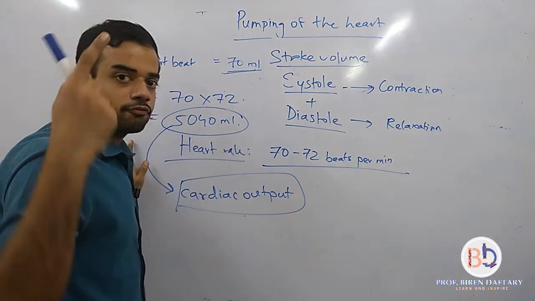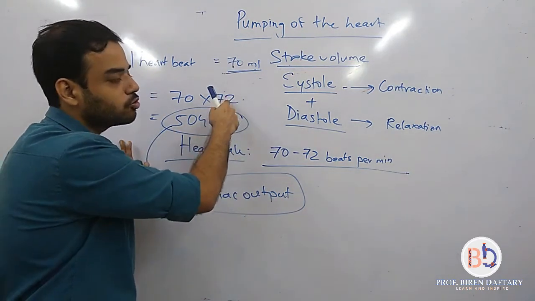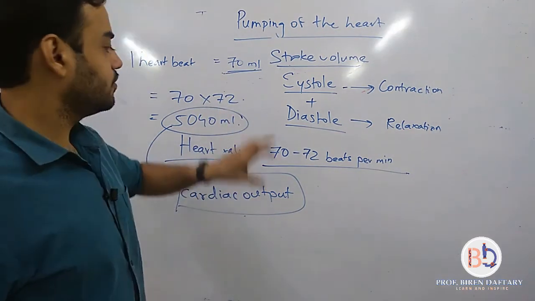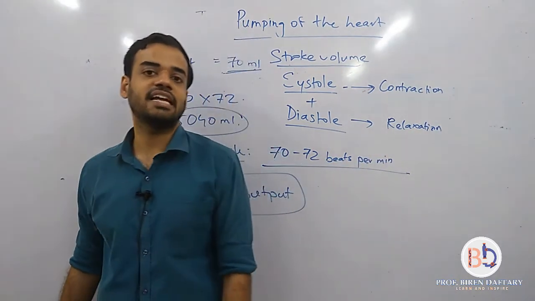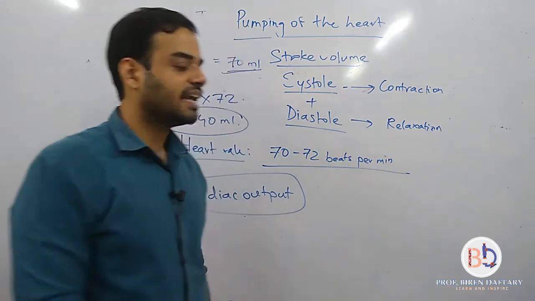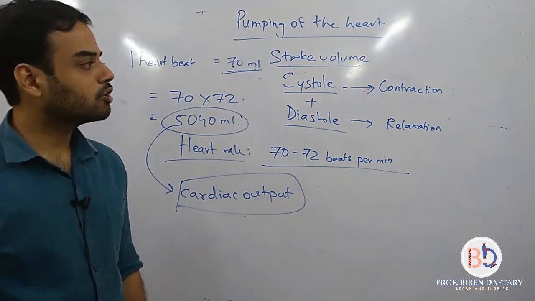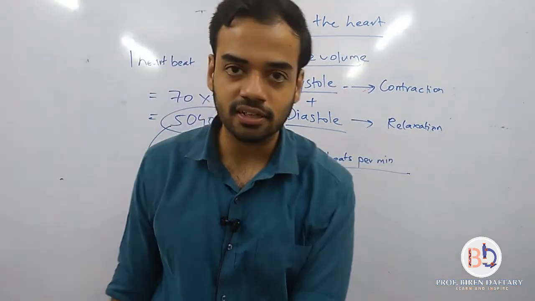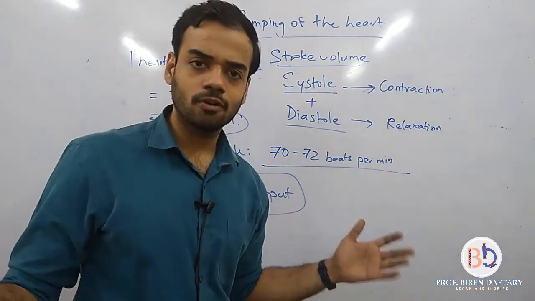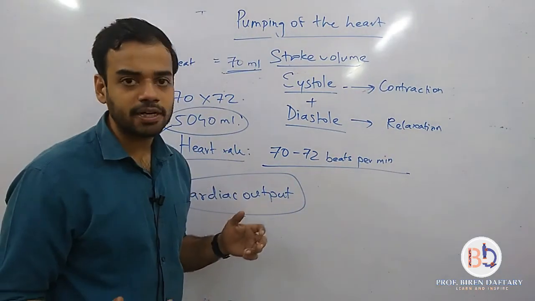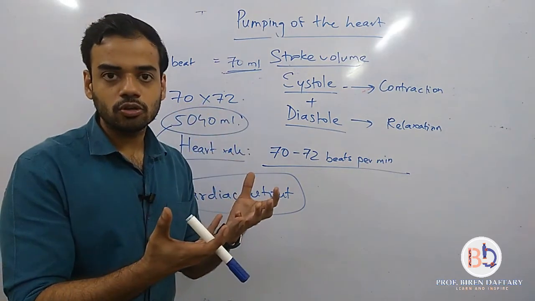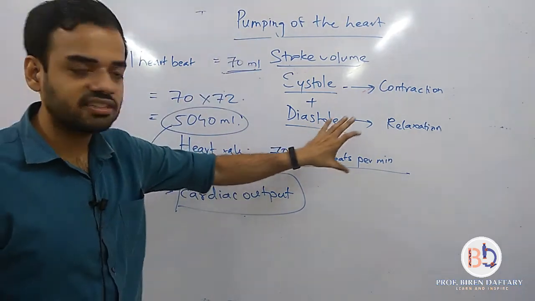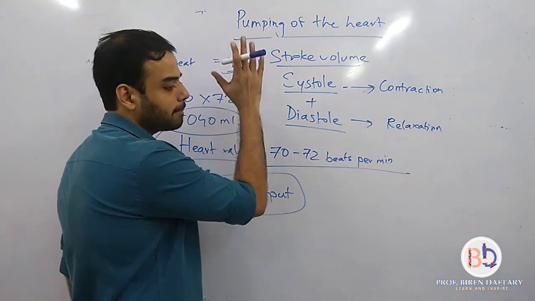The calculation is simple. If in 1 beat it is 70 ml, then how many beats are there in 1 minute? 72. If I say that the heart rate of a person is 80 beats per minute, okay, calculate the cardiac output. What will be the cardiac output? You will multiply 80 with 70, which will be 5600, 5.6 liters. Simple. Got it? Again, obviously it will depend on the ventricle volume also. If the heart is a little bigger, then there will be more blood, but considering this as constant and changing this, you can calculate. So we have finished with pumping of the heart.